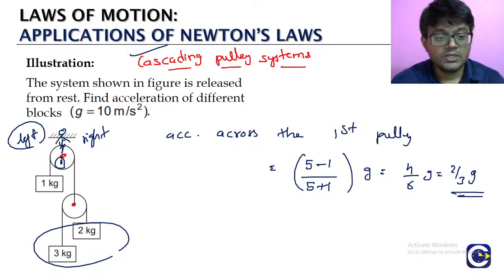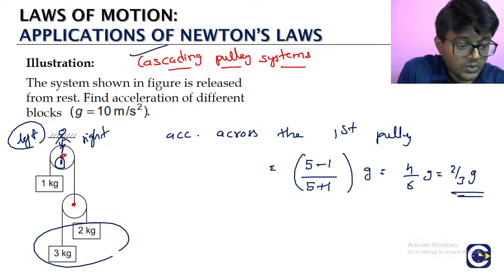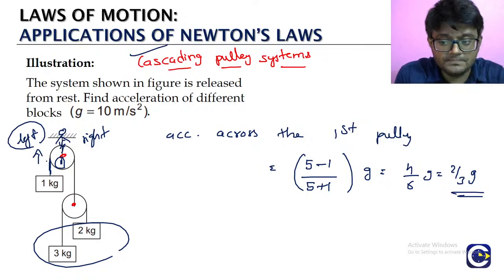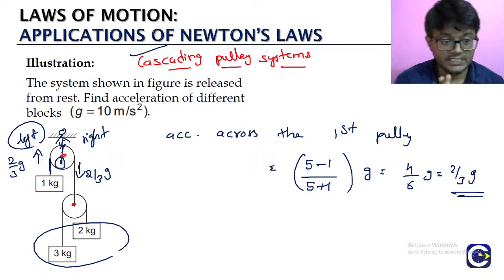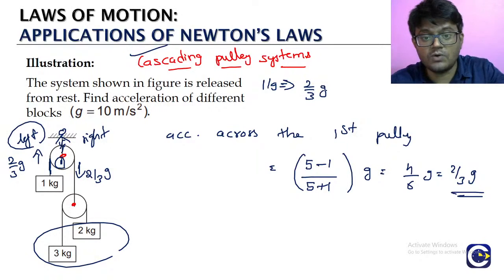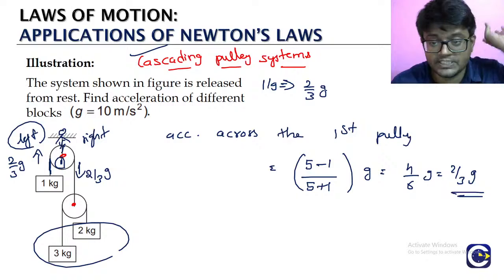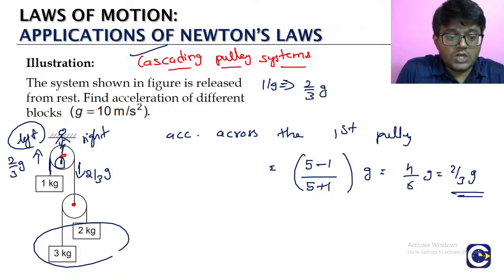That's it. So across that first pulley, what is the acceleration? 2 by 3 g means what? The rope that is moving across this first pulley, this side the rope will be going up with how much acceleration? 2 by 3 g. This side the rope is going to go down with how much acceleration? 2 by 3 g. So straight away we are able to tell one answer. What is the acceleration of the 1 kg? 2 by 3 into g, that's it. Because 1 kg is just going to go up with how much acceleration? 2 by 3 into g. Now our job at the top pulley is over.